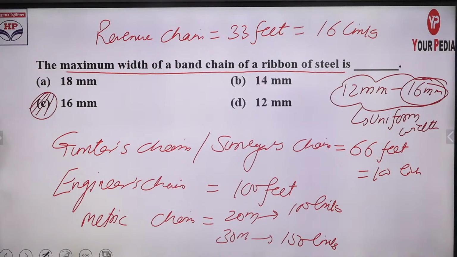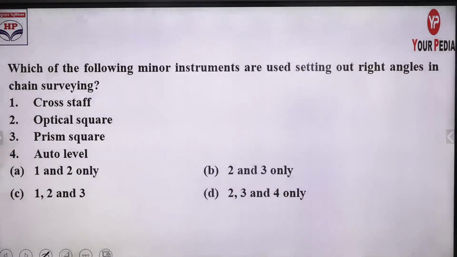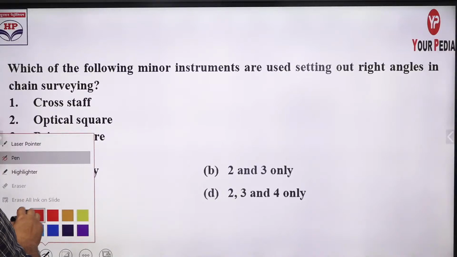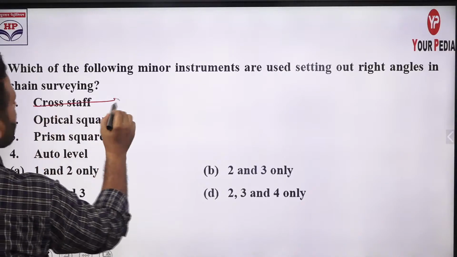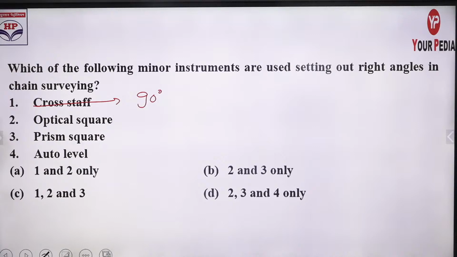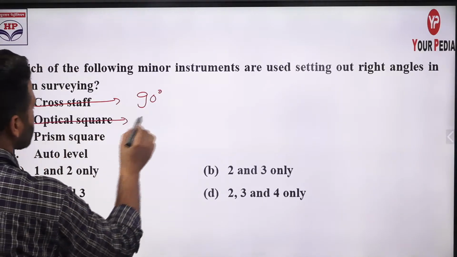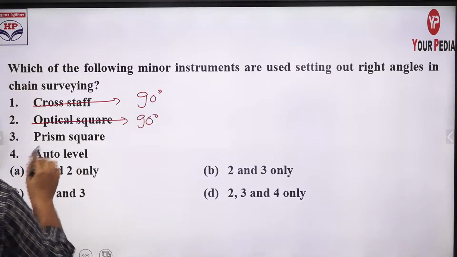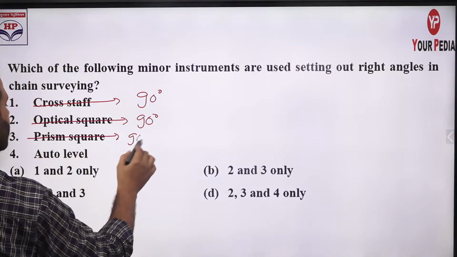Okay. Let's proceed to the next question. Which of the following minor instruments are used for setting out right angles? Which one can you use? So let me tell you, this cross staff is used for setting 90-degree offset, so right angle offset. Optical square is also used for 90-degree offset. Prism square is also used for 90-degree offset.